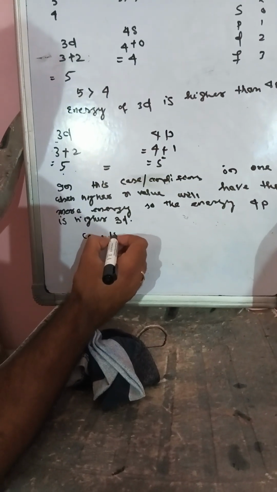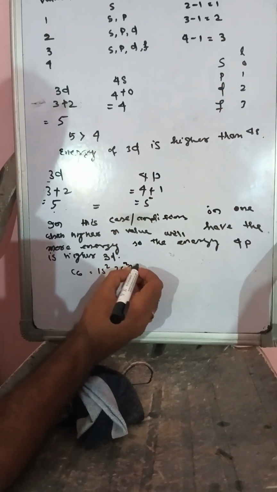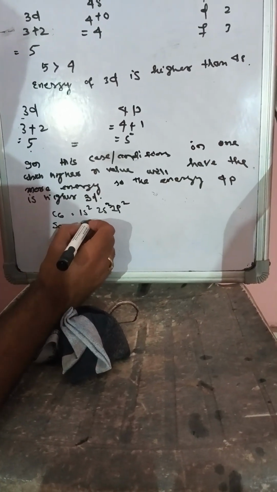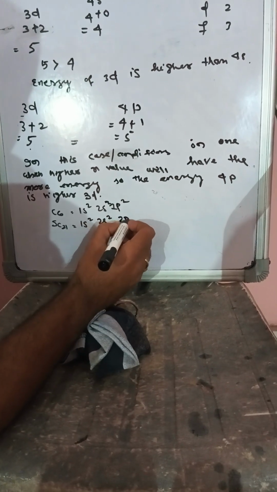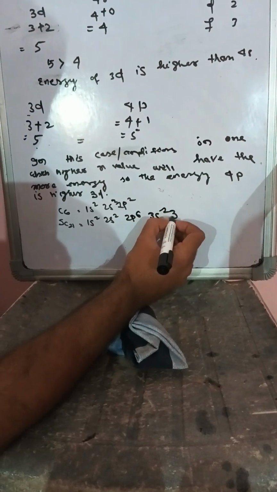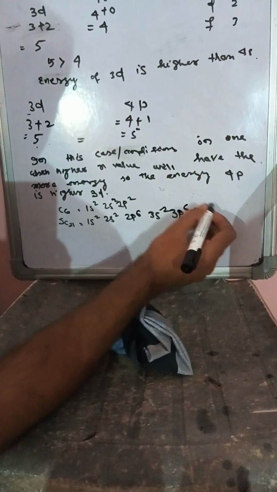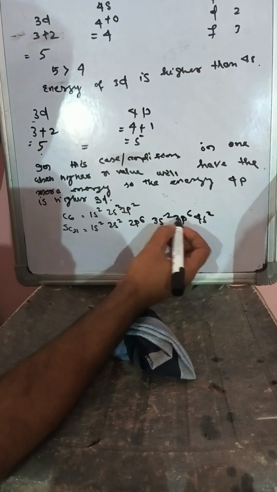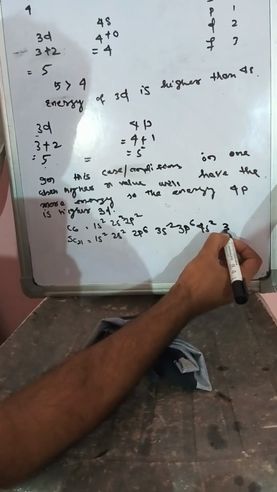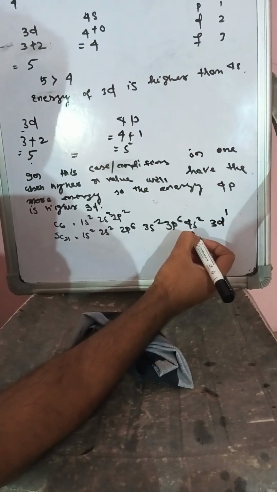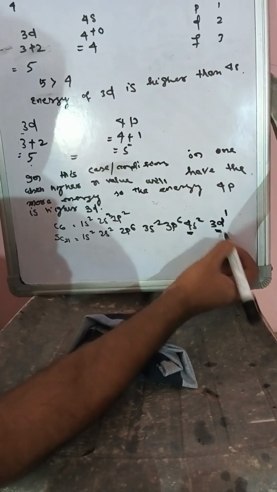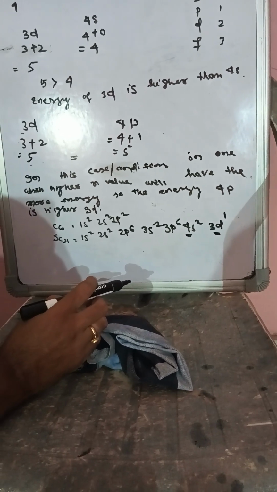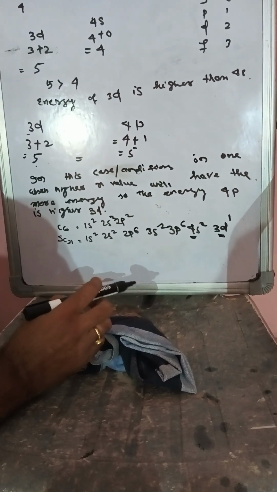In C6, 1s2, 2s2, 2p2. Scandium 21: 1s2, 2s2, 2p6, 3s2, 3p6, 4s2, 3d1. Okay, in this way we can calculate and derive the Aufbau principle.